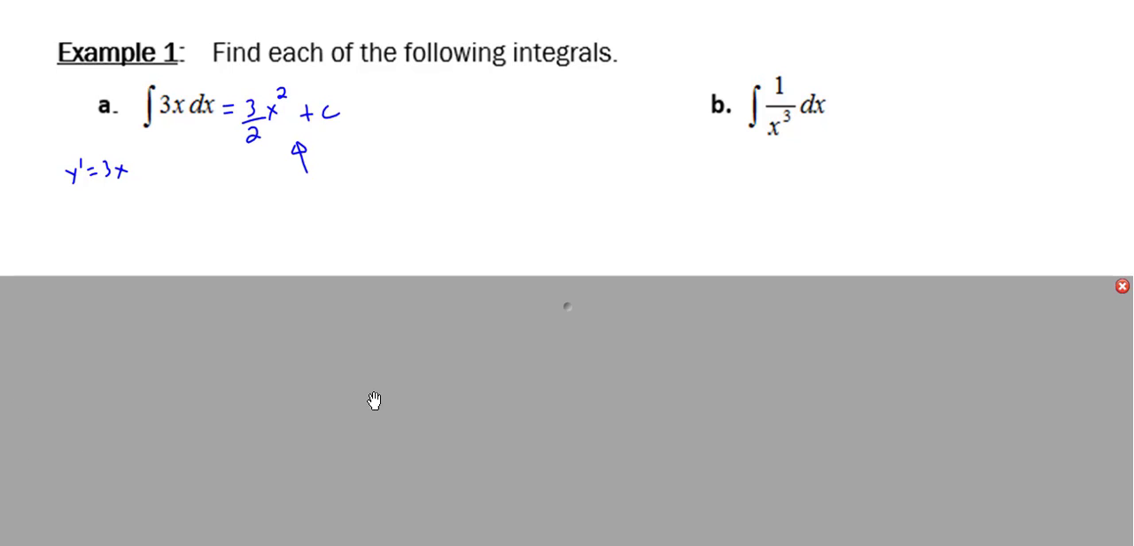Okay. Part B. Now we have to think about what we did when we found derivatives. We have to rewrite a lot of these functions now. We have to write this in a convenient form so we can apply this anti-power rule that we're using right now. So just like before, write this as x to the negative 3 power dx.